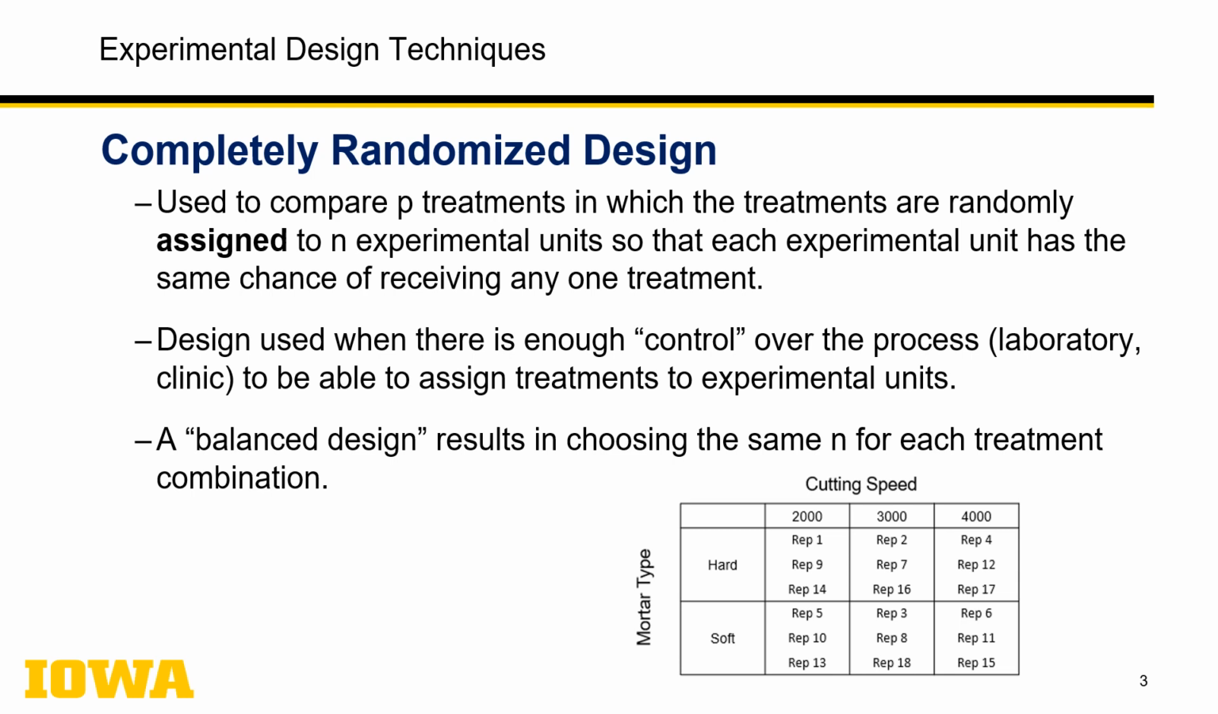And you can see by just the way these reps are enumerated here, rep 1, and then rep 9, and then rep 14. So this is the randomization that in the process of actually doing this, we're going to set up the experiment at 2,000 and hard and do rep 1. Then we're going to jump to 3,000 and hard and do rep 2. And then we're going to jump down here. So we're randomizing which one of these treatment combinations gets done at any given time. Again, all for the purpose of minimizing bias that may be associated with going through these sequentially in increasing order of cutting speed, for example, that may influence the results somehow.